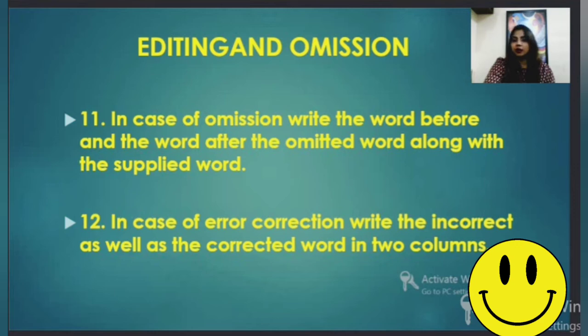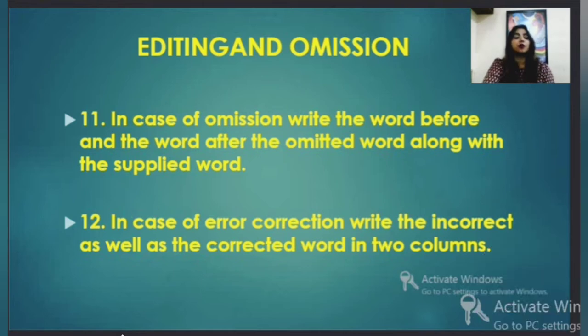In case of error correction, write the incorrect as well as the corrected word in 2 columns. So this is also very important. Students should be groomed and trained in such a way that they should write the incorrect word also with the correct word which they have supplied, because for both of them weightage is there.